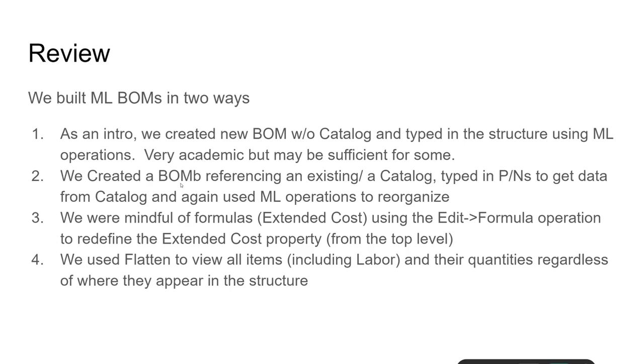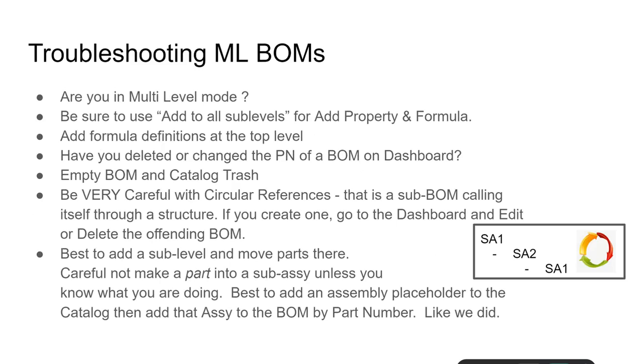Next week, we're going to create a bill of material. Unfortunate typo there. We're going to use a catalog, and we'll do some other information with part numbers. So we took advantage of OpenBOM's formulas. We created an extended cost, and then we used Flatten to roll up all those items, including labor, and see the total of each particular item that we needed in one view.